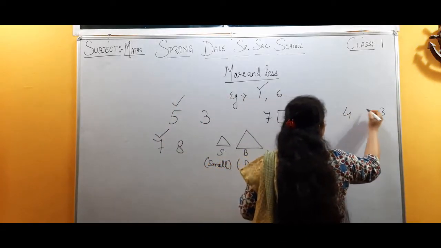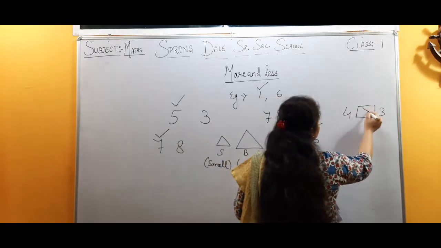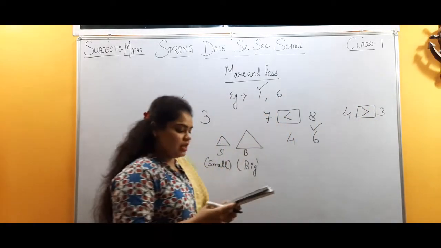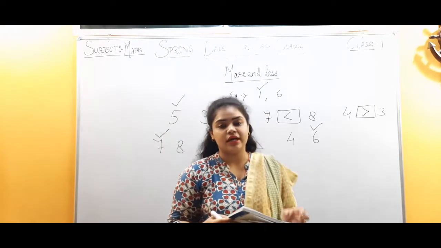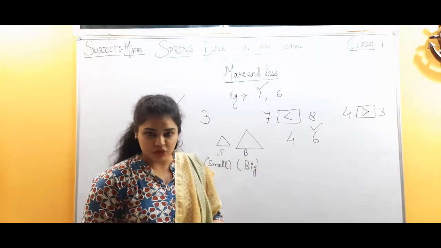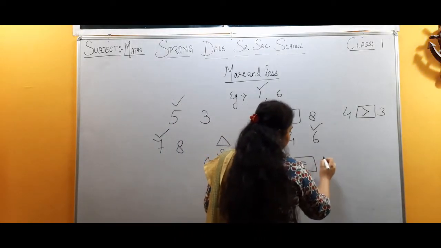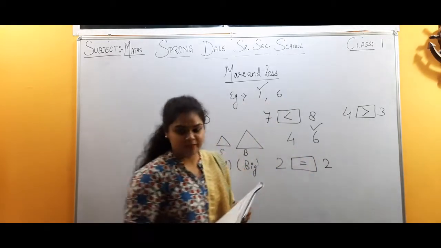4 and 3. Which one is greater? The 4. Last we have 2 and the second one is also having 2. So 2 and 2, they both are equal. So what we will do? We will put the equal to sign.